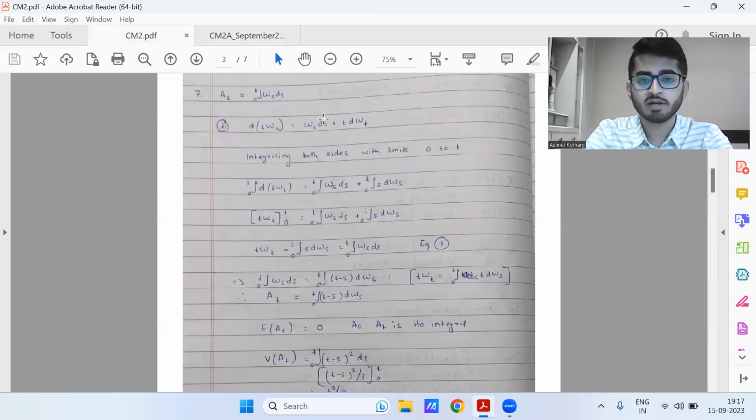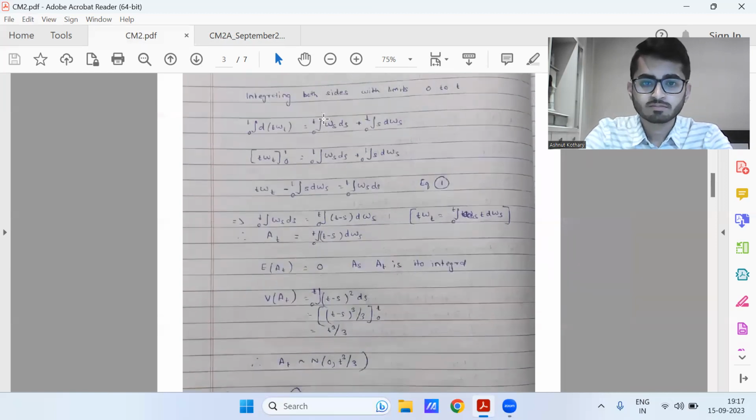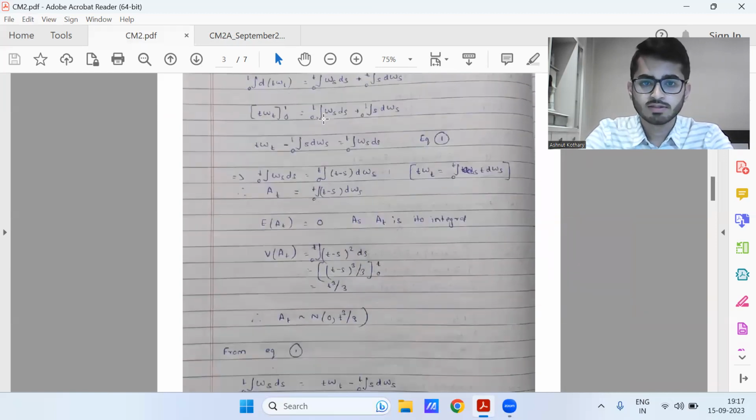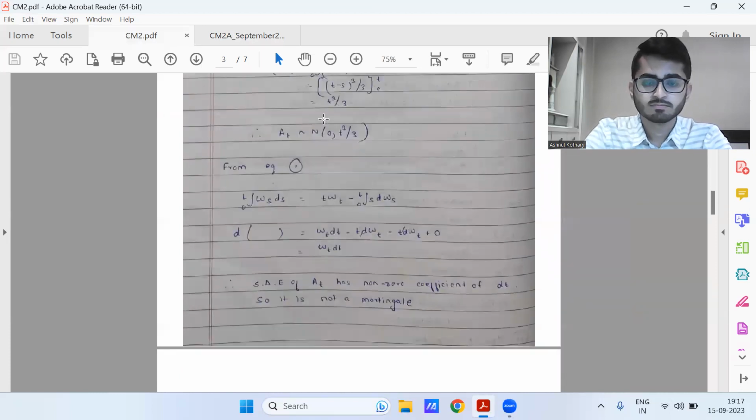Note that I have solved part 1 and 2 simultaneously. Initially, they've asked to show martingale. I have calculated mean and variance first, and then I've shown it to be a martingale. So these are the steps. We clearly see that 80 is not a martingale over here.